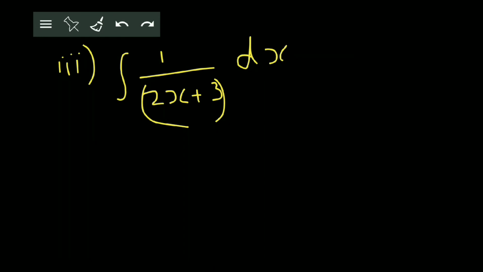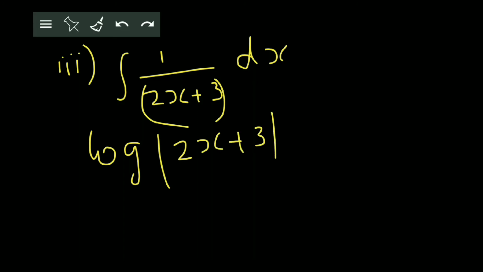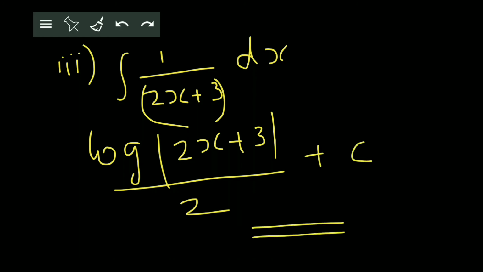From the fourth question of miscellaneous exercise, the third sum, it is integral 1 upon 2x plus 3 dx. Again, this is an easy sum. 1 upon x is log x. So, 1 upon 2x plus 3, the integral of that becomes log of 2x plus 3. So, log mod of 2x plus 3, it is not x but it is 2x. So, we also divide by 2 and this becomes the answer. Isn't it easy?